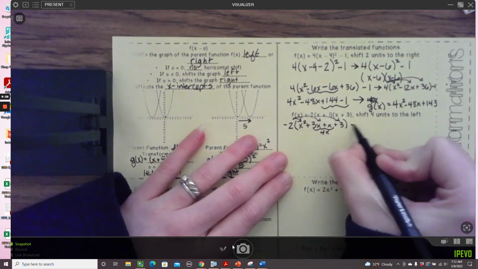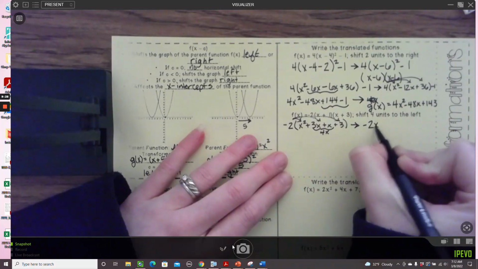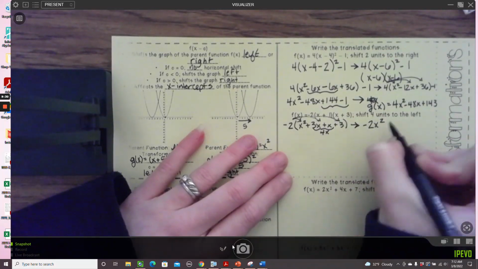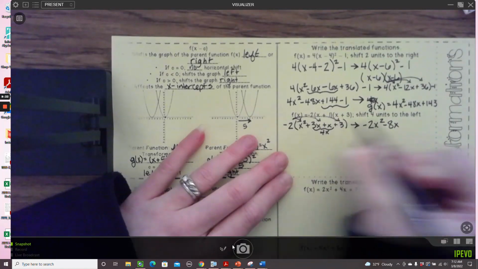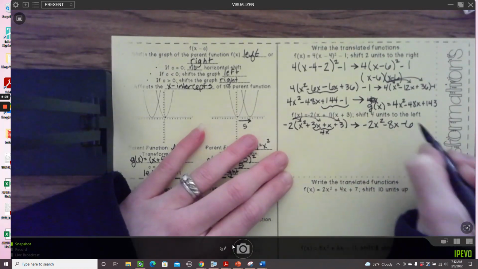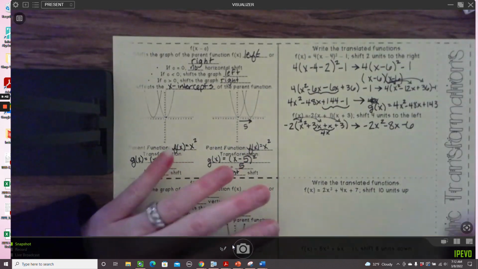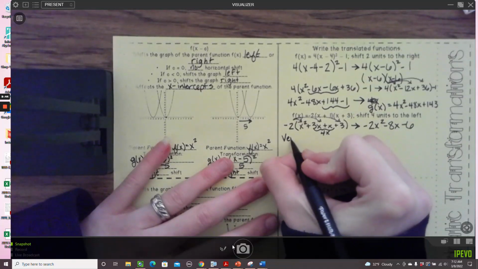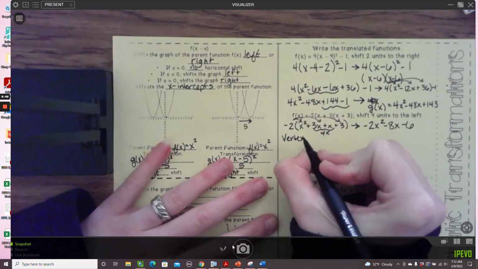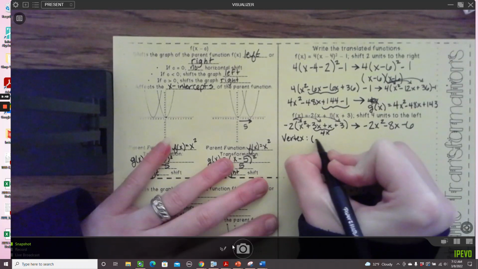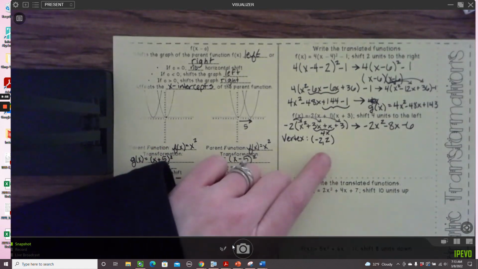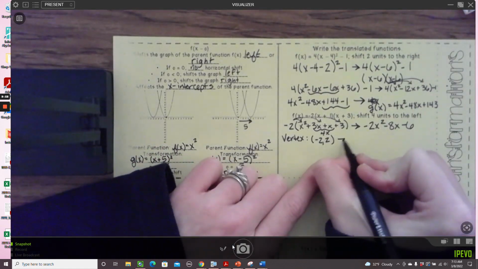So -2 times x squared is -2x squared. -2 times 4x is -8x. -2 times 3 is a -6. All right, so now I have to write this in vertex form. I'm going to just give you the vertex here to save time on this video, but use the previous notes if you need help finding the vertex. So the vertex here is -2, 2, and you can find this by graphing as well.